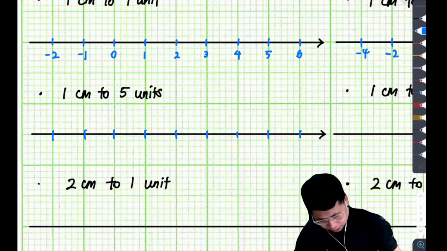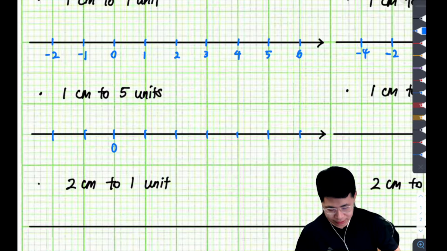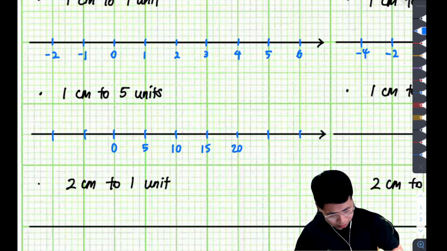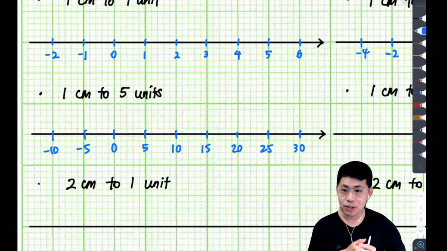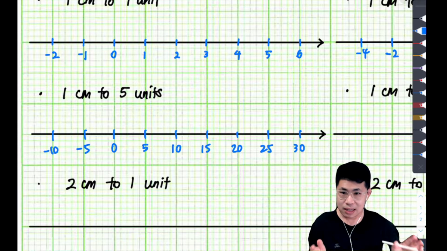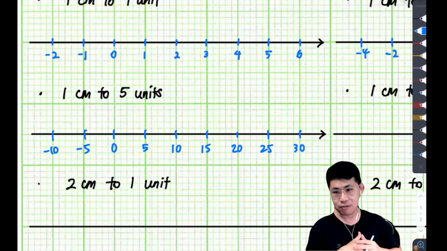Right? 5 units means if I start from 0, 5 units next is 5, plus 5, plus 5, plus 5, plus 5, plus 5 to the other end, minus 5, minus 5. Right? So you see what's going on here? Every 1 cm you make the gap, and then each gap is going to be 5 units.